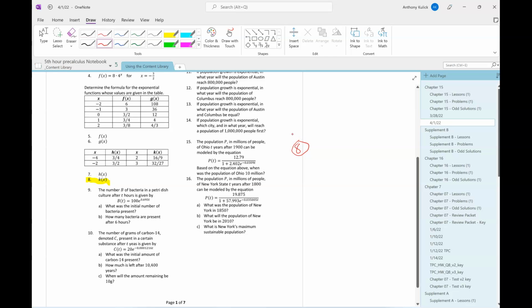So if I'm doing k of x, I'm interested in this part of the data table. I'm being asked to write an exponential function. So I want something in terms of a times b to the x, or y equals a times b to the x, or I guess k of x.